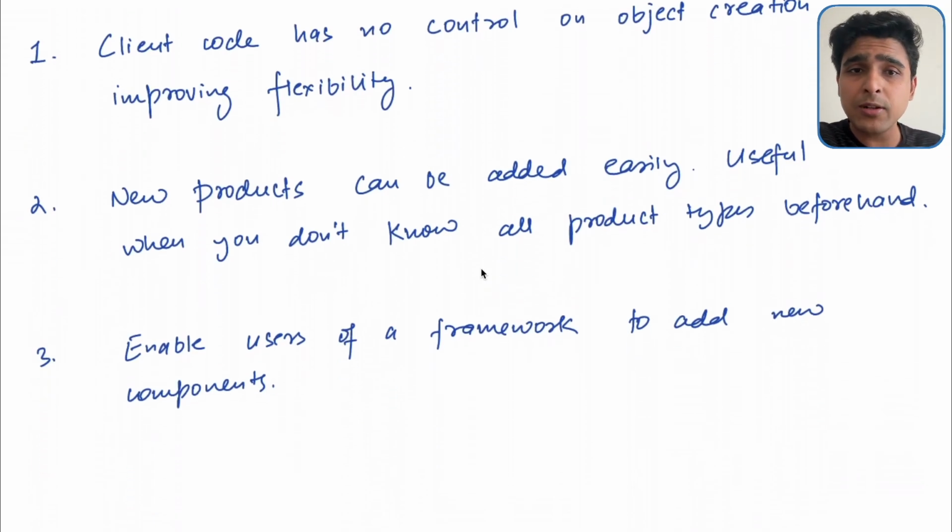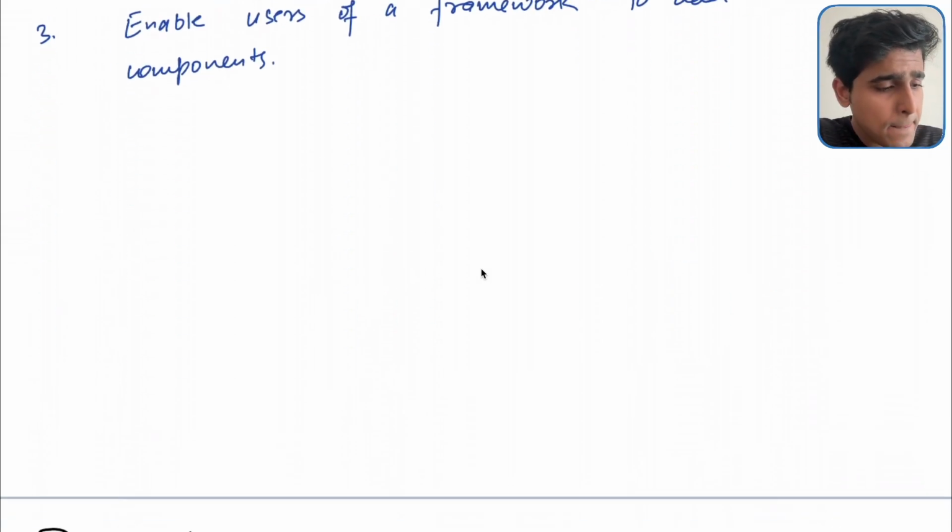It also enables user of a framework to add new components. Now let's say your product is a framework or a library which gives user the ability to create any new components in that. So again, if you implement it in a factory method way, your users will be able to add or delete any component in your system. So these are all the benefits. They are self-evident, right? As we have seen in the example.